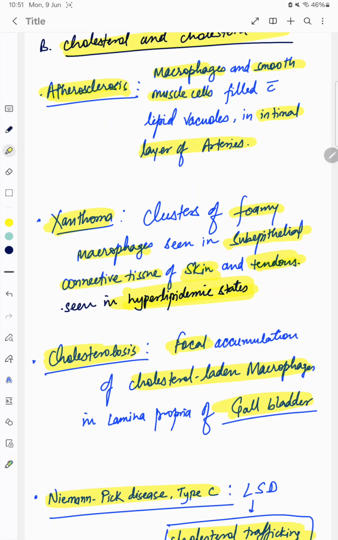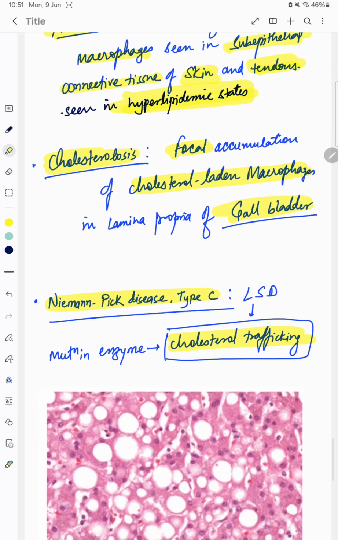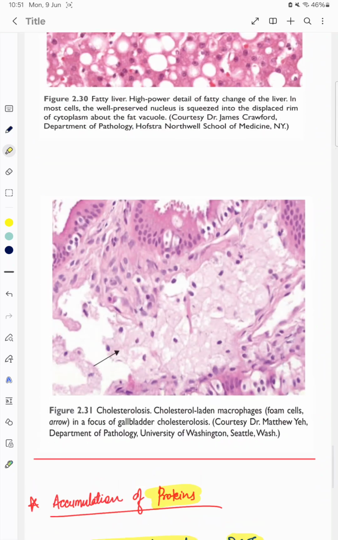Cholesterolosis is focal accumulation of cholesterol-laden macrophages in the lamina propria of the gallbladder. Niemann-Pick disease type C is an example of lysosomal storage diseases, in which there is defective cholesterol trafficking due to a mutation in an enzyme.